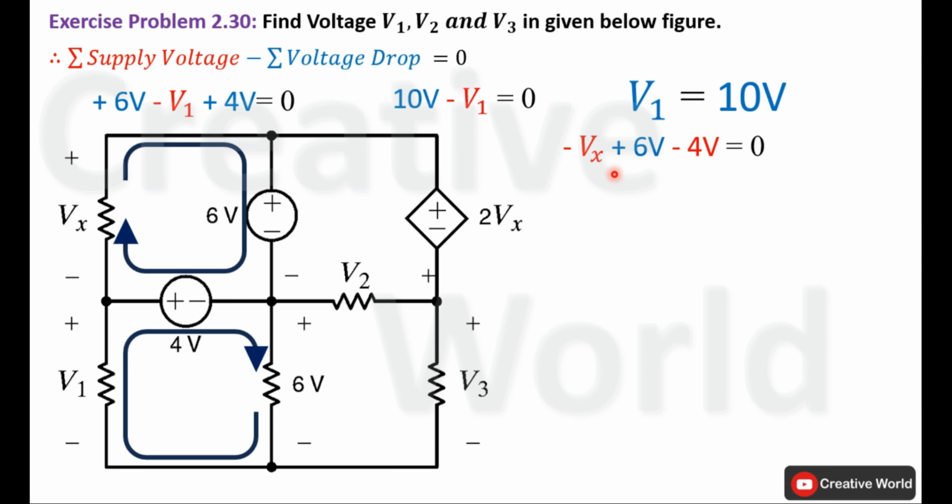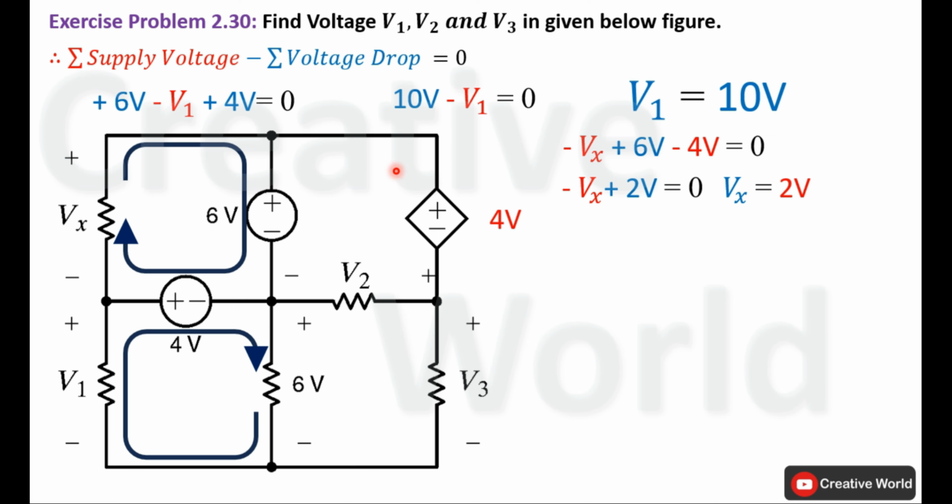Now solve this equation to calculate value of Vx. That will become 6 volt minus 4 volt will become plus 2 volt. Now place this minus Vx on the other hand side of equal to make it positive and calculate its value, that will become 2 volt. Now inside this circuit we have a dependent voltage source whose voltage is depending upon the value of Vx. So we can calculate voltage across this dependent voltage source, that will become the product of 2 and value of Vx. So the value of Vx is 2. So voltage across this dependent voltage source will be 2 multiplied by 2, that will become 4 volt.